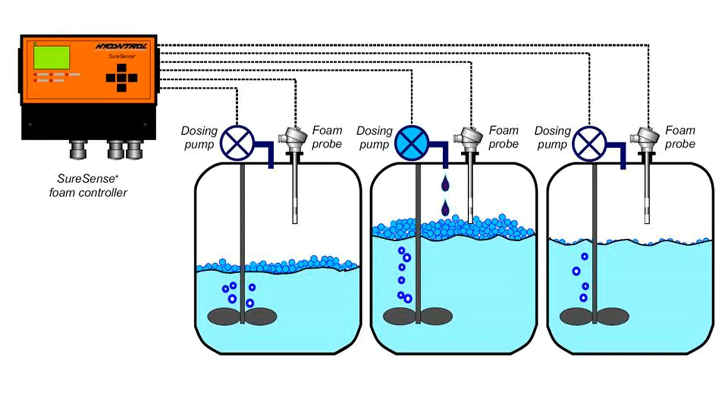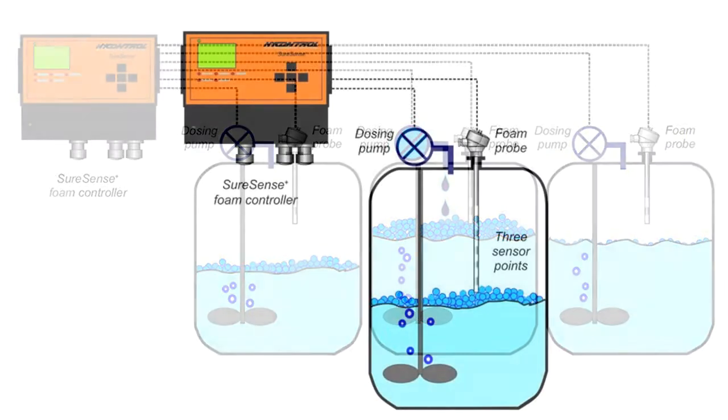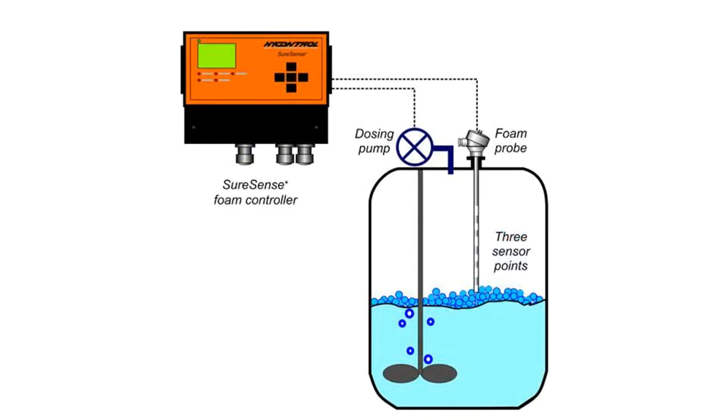So we could, for example, make 3 different measurements in one vessel. If the foam is very critical and we want to stop it coming out of the tank, or we want to stop it causing damage, we could, for example, have one probe with 3 measurement points, and the controller will measure all 3 of them and do different things depending on where the foam is in the vessel.